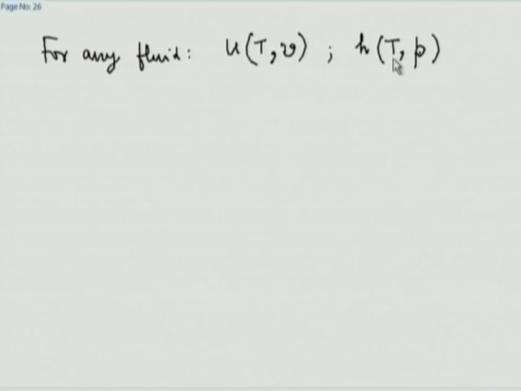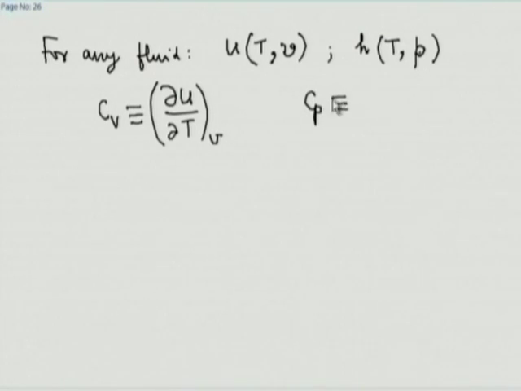It turns out that in a large part of the state space of any fluid, although U depends on T and V, the variation with T is significant, the variation with V is not that significant, and the same thing is true for enthalpy. Enthalpy is significantly affected by T, not that significantly affected by P. And hence we define two ratios, one Cv, which is defined as the variation of specific thermal energy with respect to temperature at constant volume, and another ratio Cp, which is defined as the variation of H with respect to temperature at constant pressure.